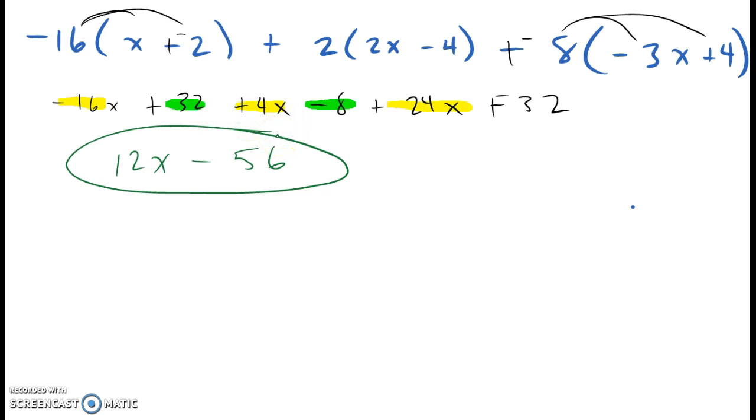I made an error. Let's look at this again. I apologize. So let's look at this again. So we've got 32, and then we take away 8 from 32, and we're at positive 24. Positive 24 and -32 is -8. And there's our answer. Sorry about that.